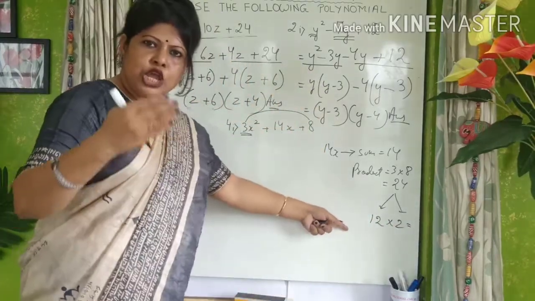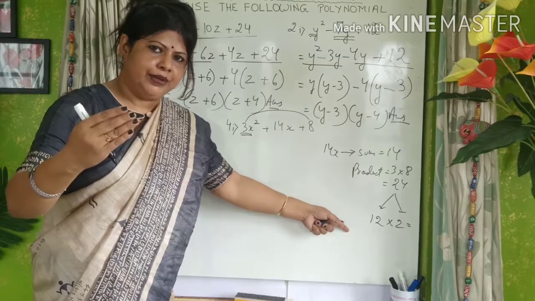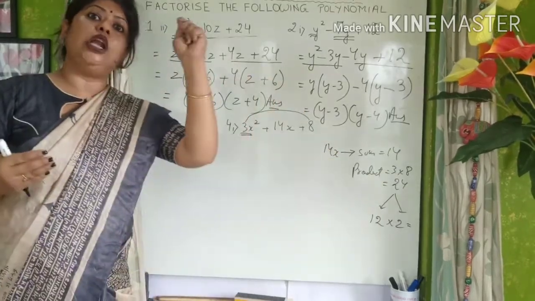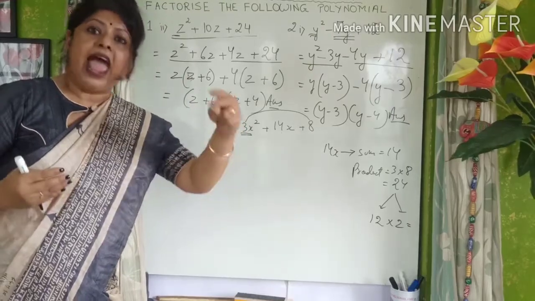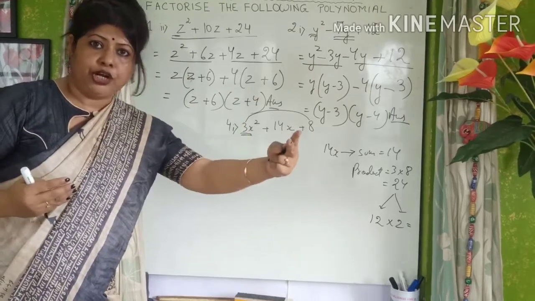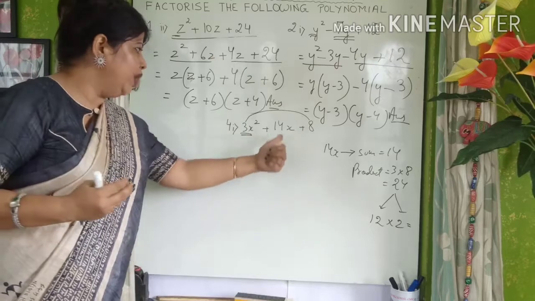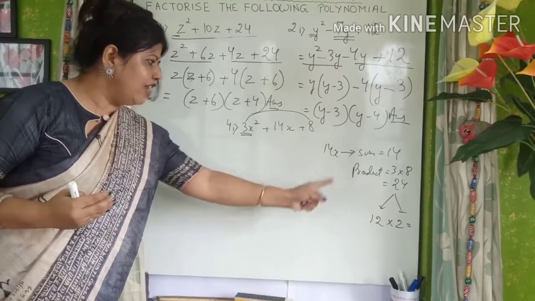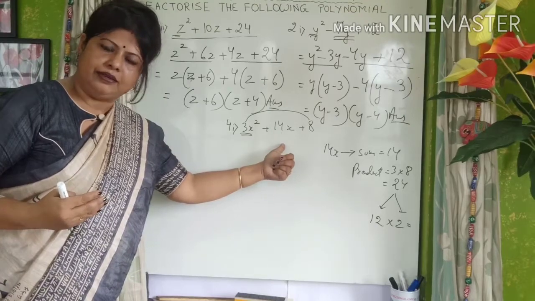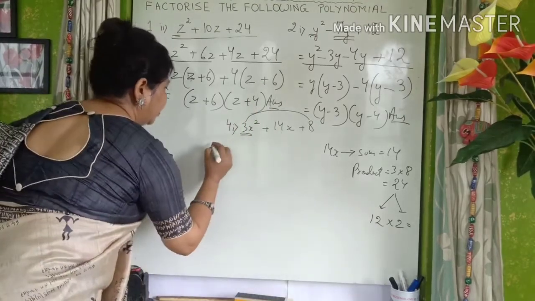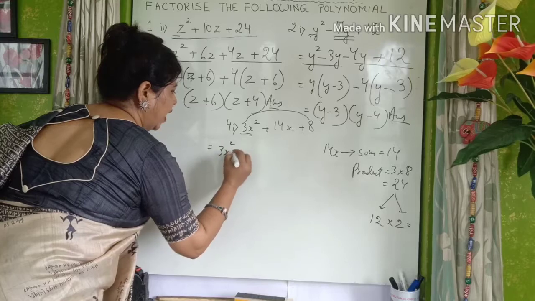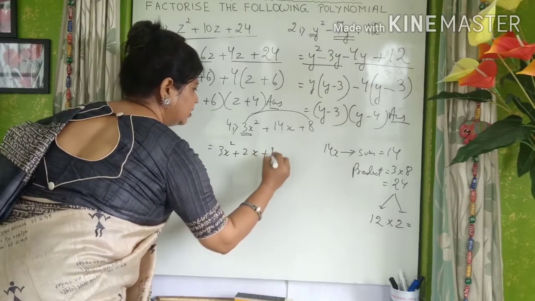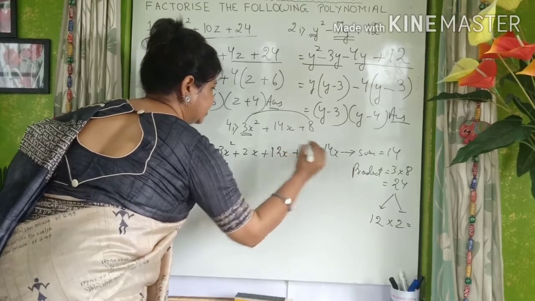In this way, you have to factorize it. You have a lot of factors, but you have to choose only those two factors, addition or subtraction of which will give you back 14. So if I take 12 into 2, 24, 12 plus 2 will give me 14. Followed? So, do it. 3x square plus 2x plus 12x plus 8.